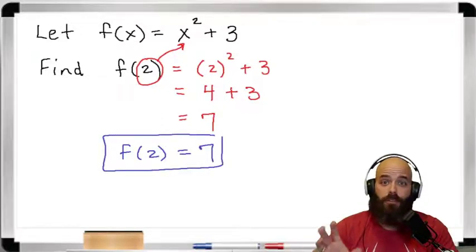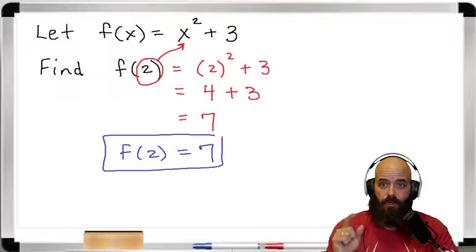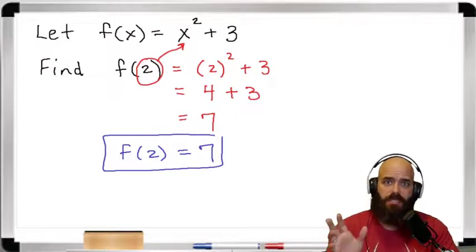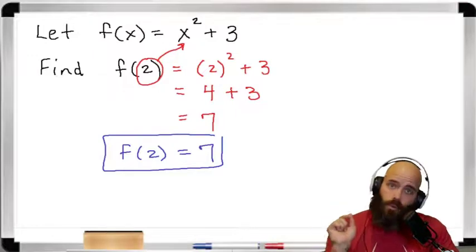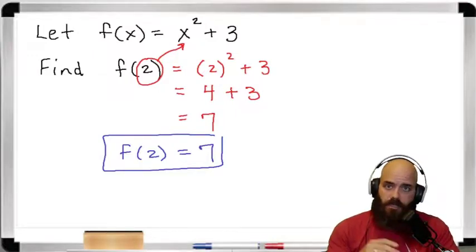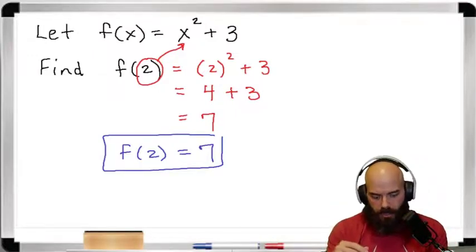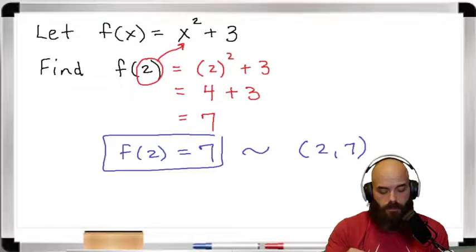All right. So if you think about what that actually means, on the graph of this function, f of x is equal to x squared plus 3, when your x value is 2, your y value is 7. And so that actually corresponds to a coordinate on this graph. That coordinate would be 2, 7.